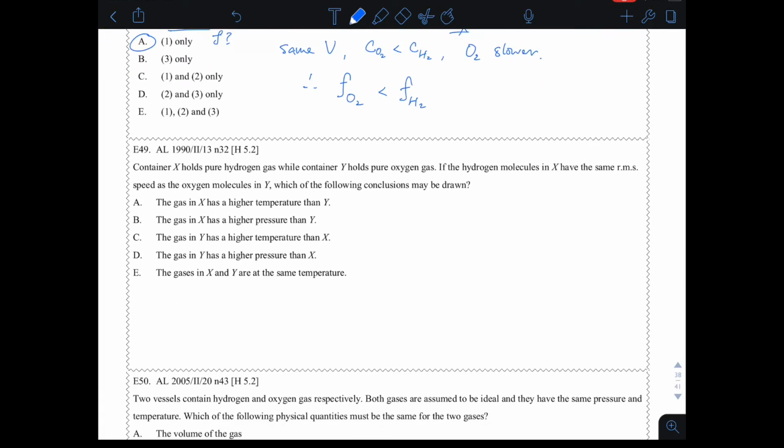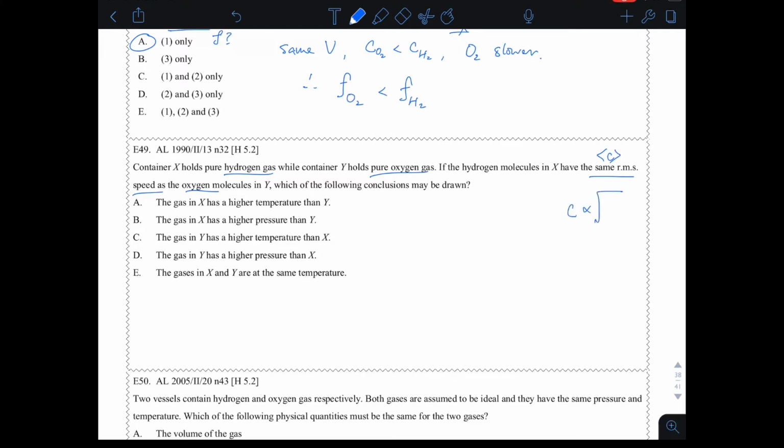Next question. Container X holds some hydrogen gas and Y holds some oxygen gas, similar to the previous case. Now if the hydrogen molecules have the same RMS speed as the oxygen, what is the conclusion? Then again, we have to think of same C here.